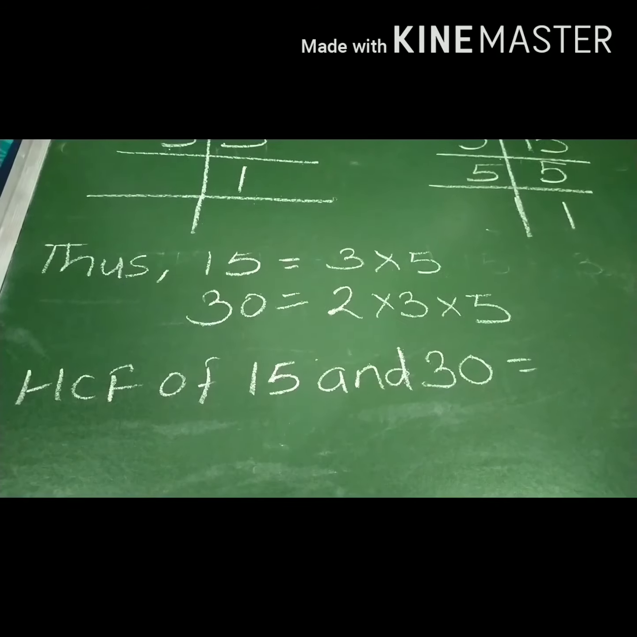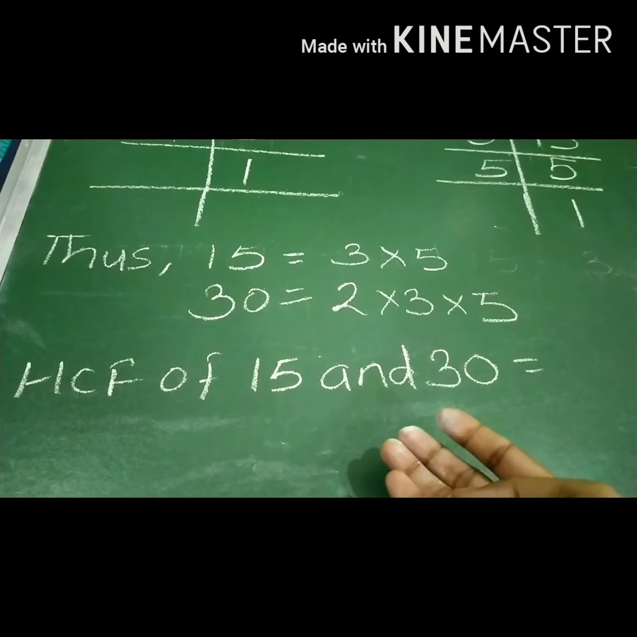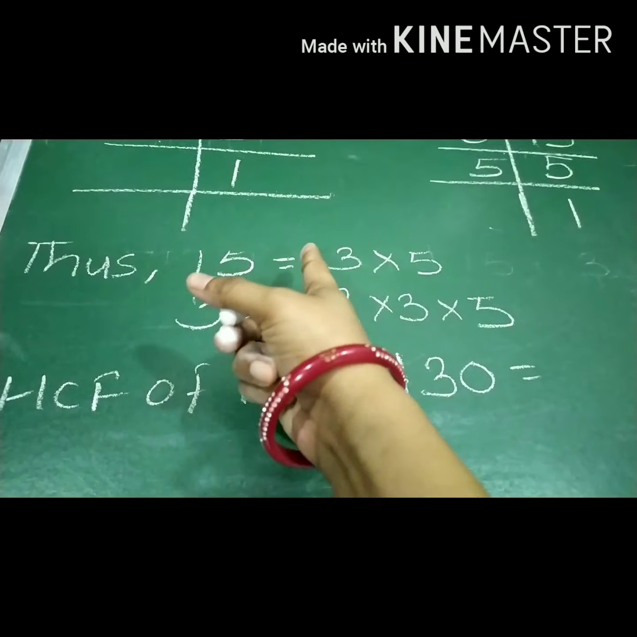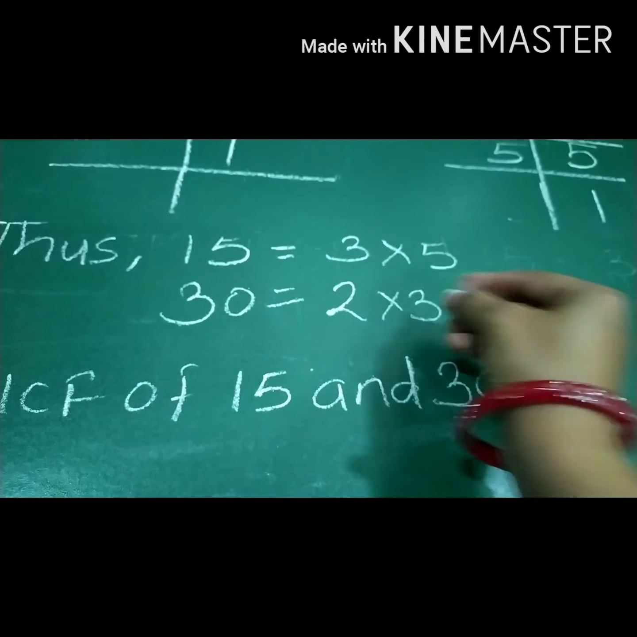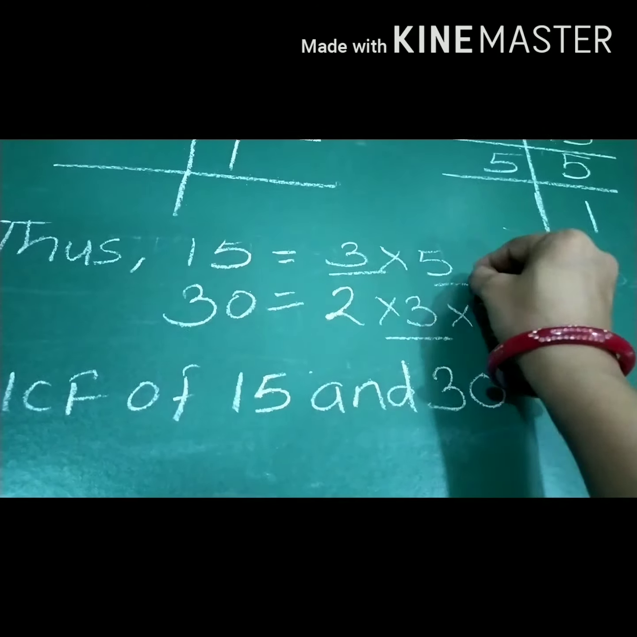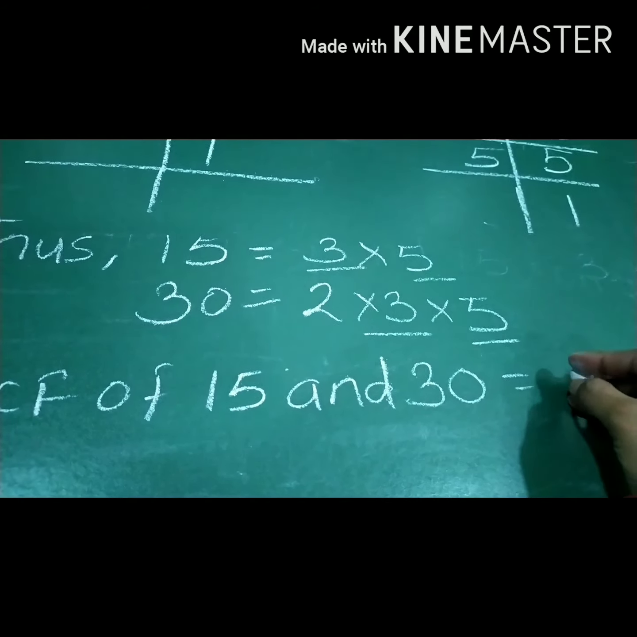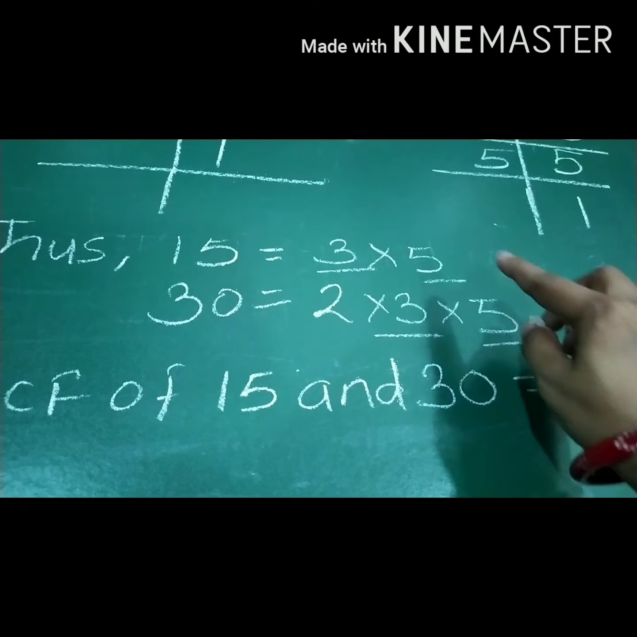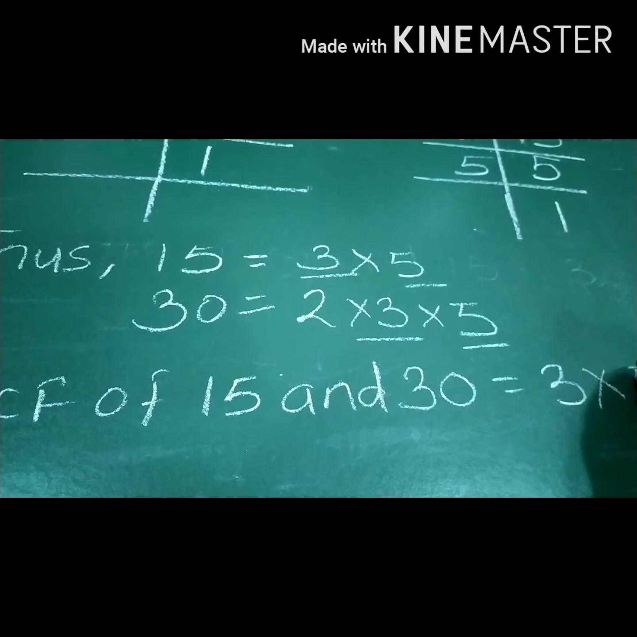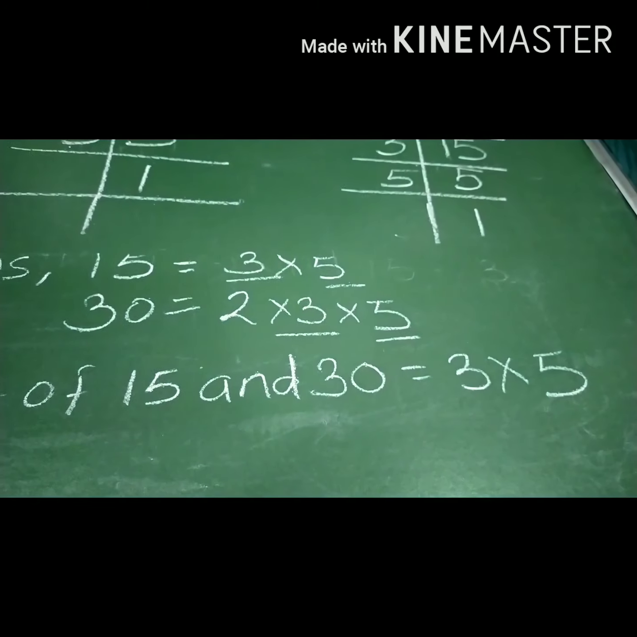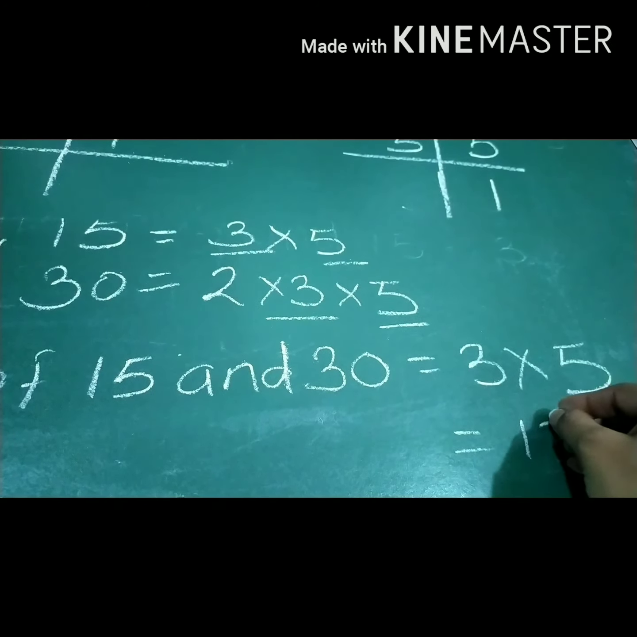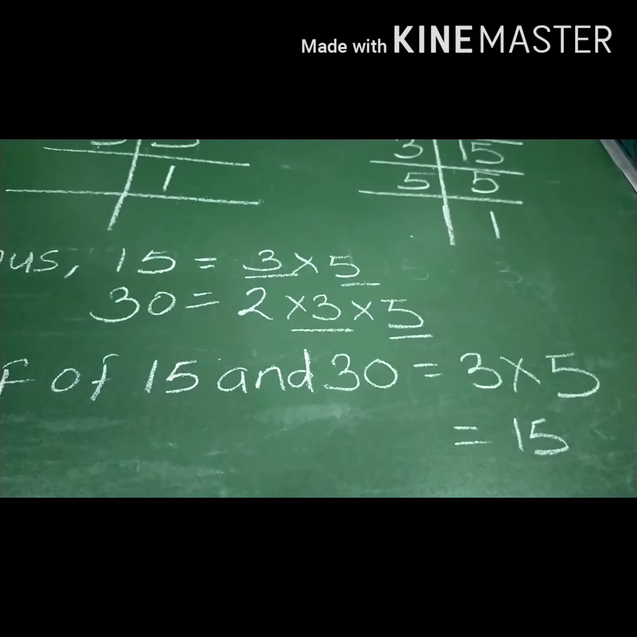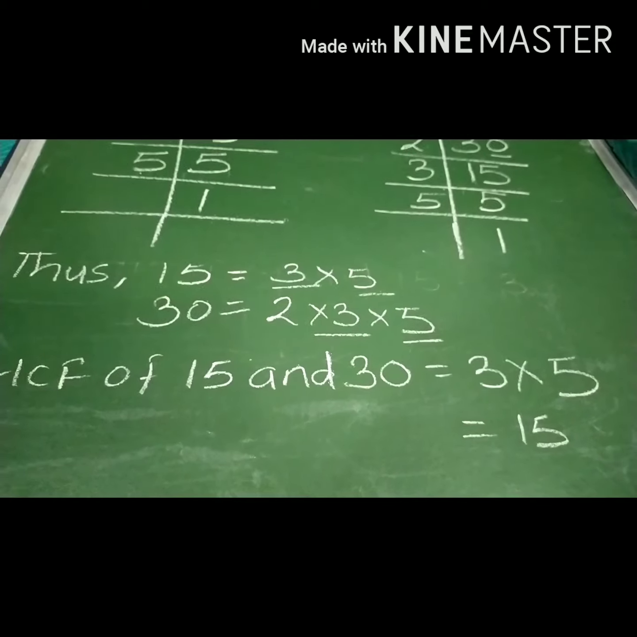Now we have to write HCF of 15 and 30. So the same steps we have to follow. We have to write the common factors first. So which ones are common? You can see 3 and 5. So write both the numbers. First write 3 and then write 5. Now multiply 3 and 5. That is 15. So here 15 is the highest common factor.